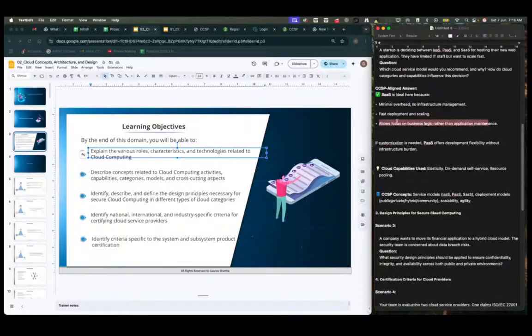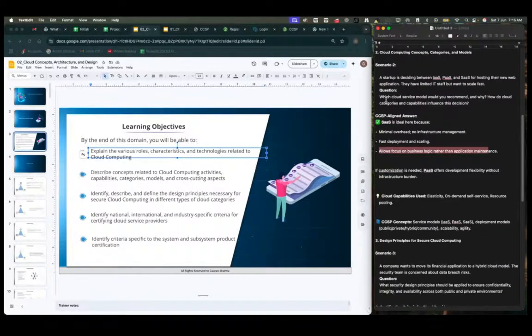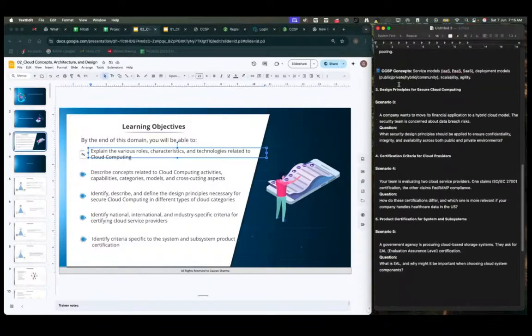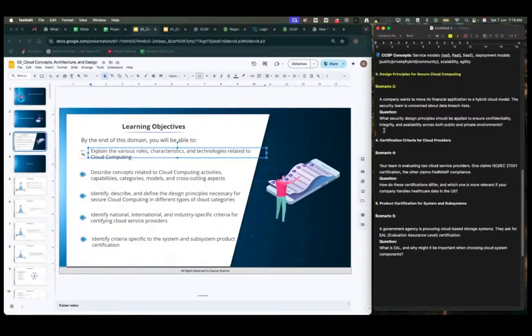We have this one. This is our scenario two. Let me just make it in this one. This is our scenario three. Designing principle. So for that reason, we have this one copy. Let me just paste it over here.